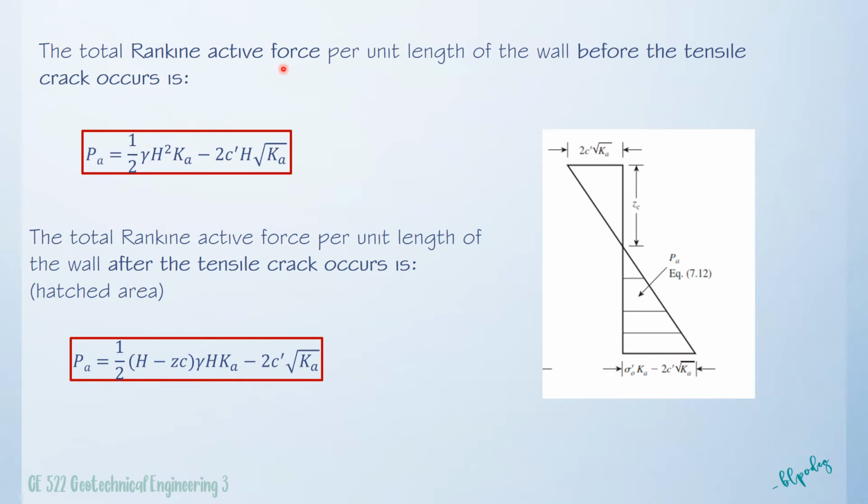So the total Rankine active force per unit length of the wall before the tensile crack occurs, meaning before the tensile crack reaches this point, the 0, is given to be 1/2 multiplied by the unit weight multiplied by h squared multiplied by the coefficient of active earth pressure, minus 2c prime multiplied by h, the height, multiplied by the square root of Ka. So in short, this is actually the area of this pressure diagram.